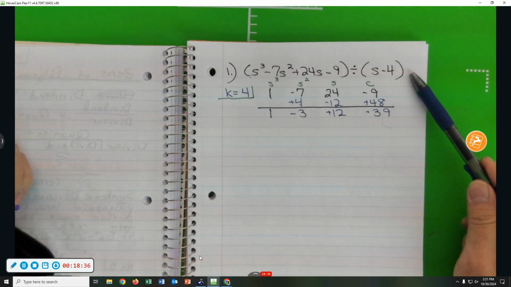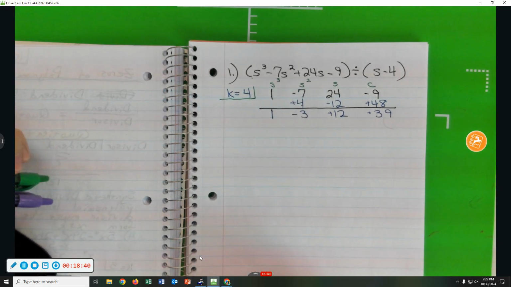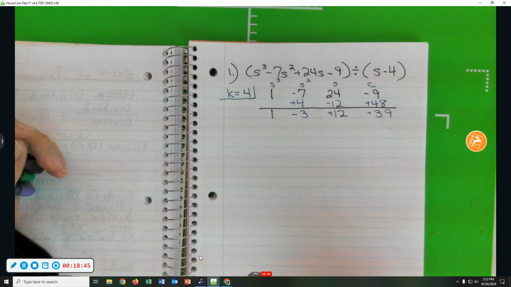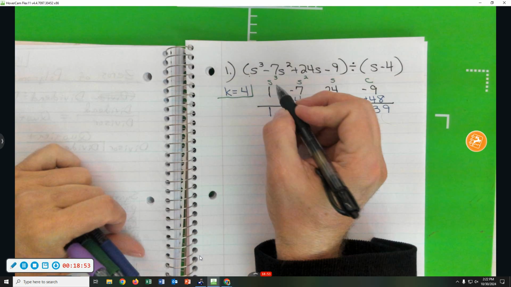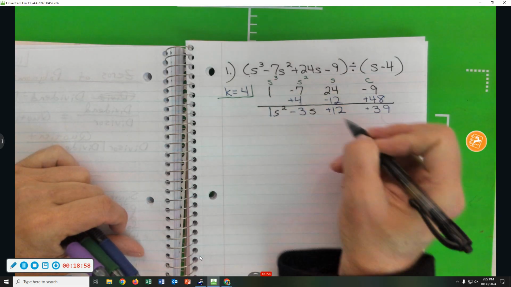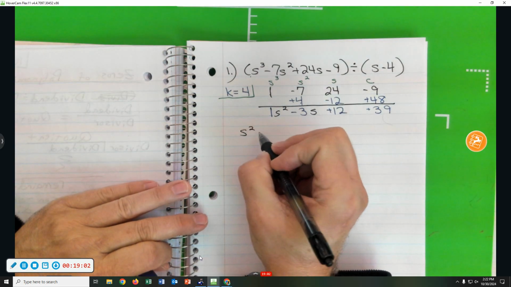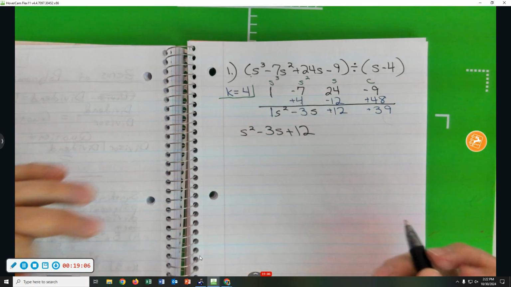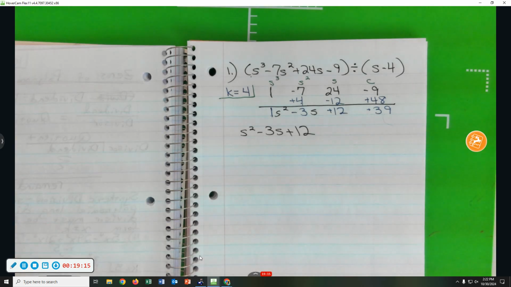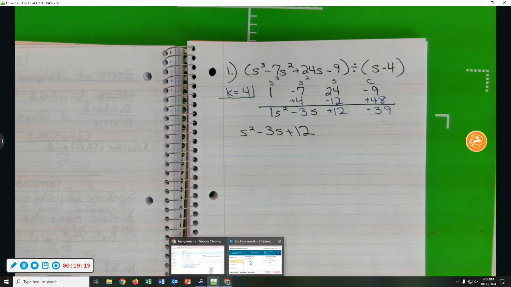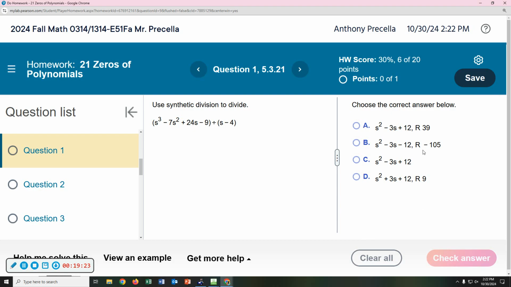Our first question: does s minus 4 divide evenly into the dividend? No. What's the remainder? 39. Well, what's the variable part to this first term in my quotient? It's one less than what you started with. So s squared, s, and then a constant. So my quotient is 1s squared minus 3s plus 12, and the remainder is a positive 39. There's a variety of ways to express that remainder. I think what they're using here is just an R 39. Let's check. Yep, they're using a capital R, but I use a lowercase r. R is positive 39. This is nice, we don't have to type in anything. A, B, C, or D. A, I agree.